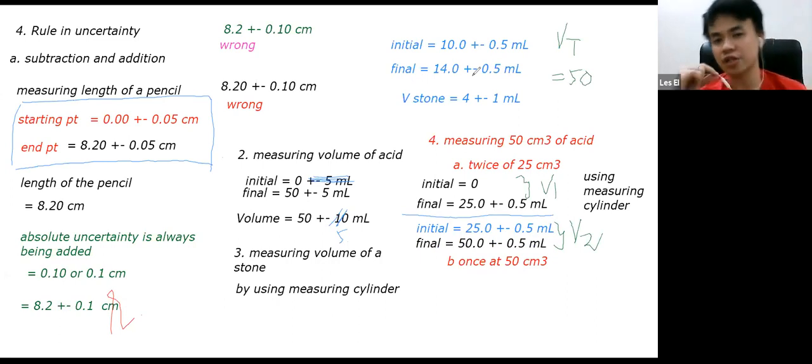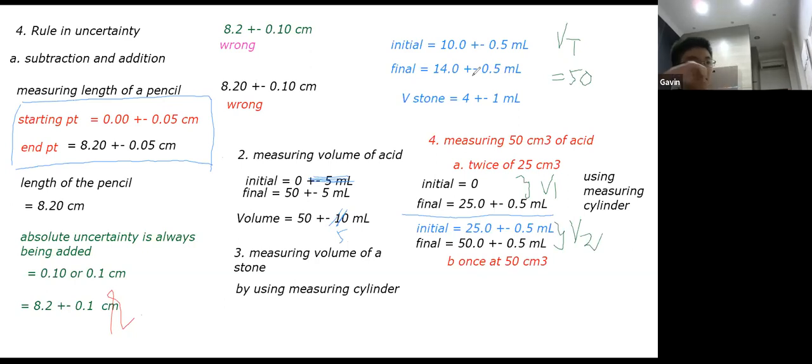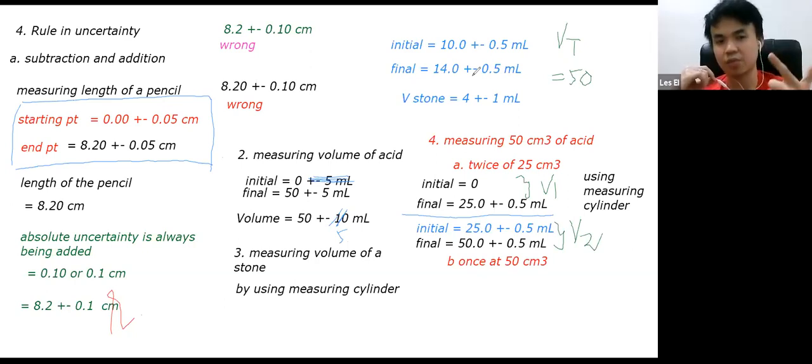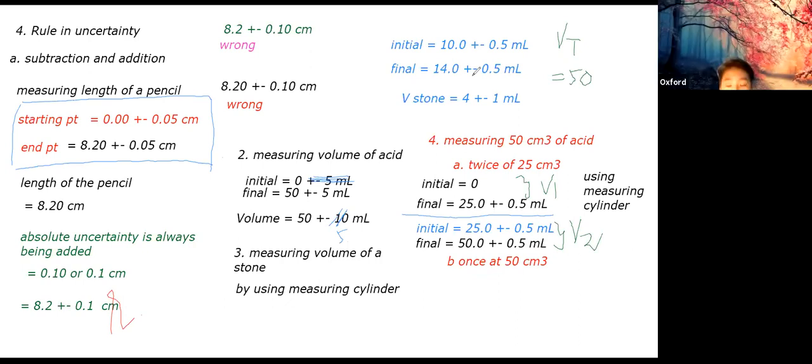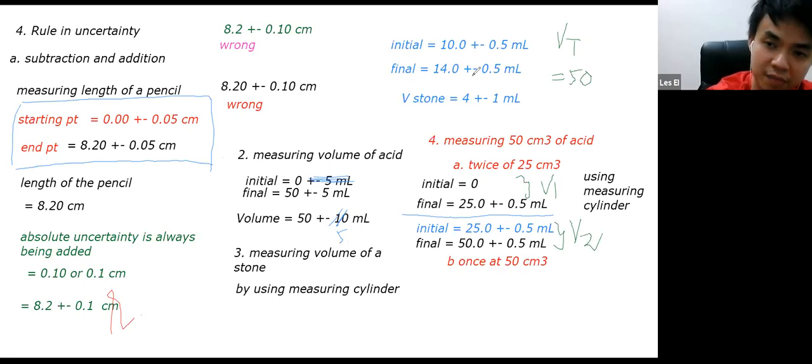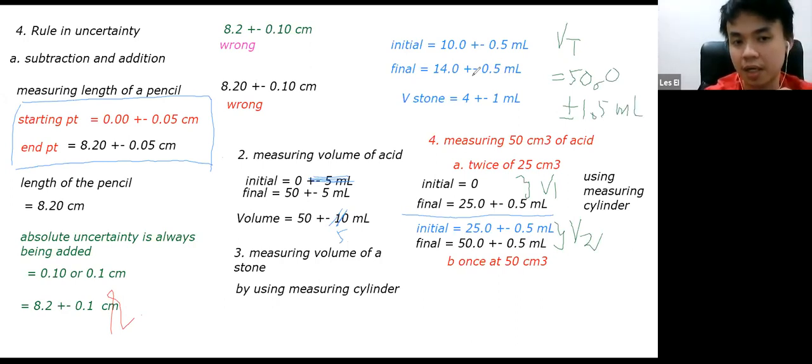But how much is the absolute uncertainty there? How many times are you dealing with the absolute uncertainty? The total now becomes 3 times, right? At first it's 0, then you have 0.5, you have 0.5, and you have 0.5. So you have 3 absolute uncertainties. How much is the total? It means the total is 1.5, right? So you're going to write your answer as 50.0 plus minus 1.5 milliliter, if you go that way, okay?